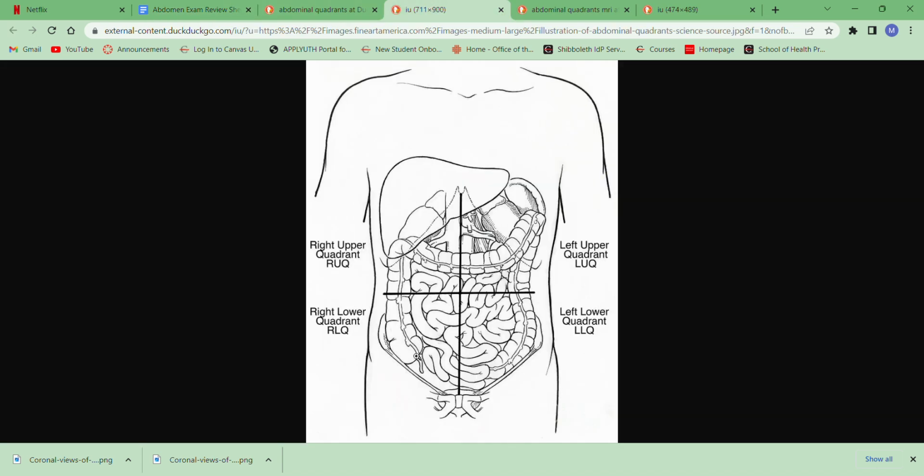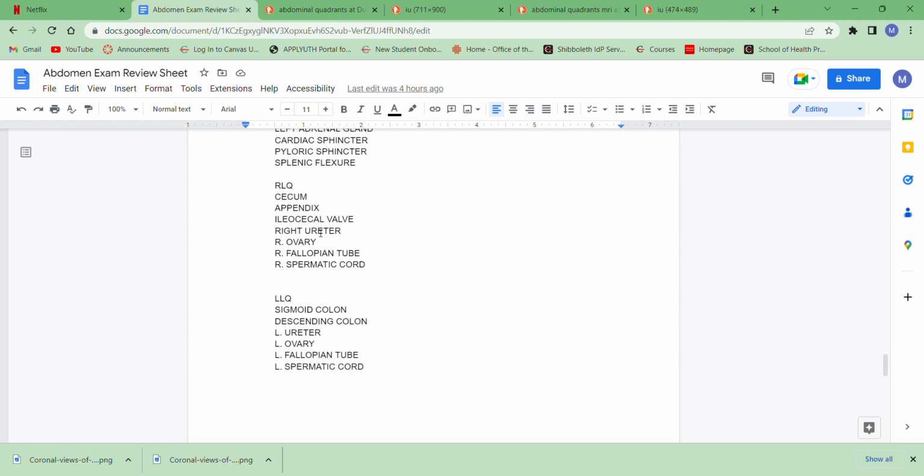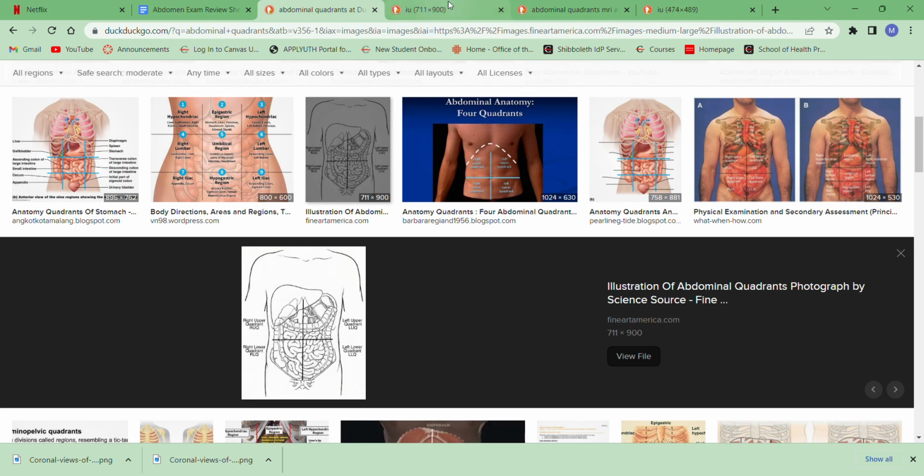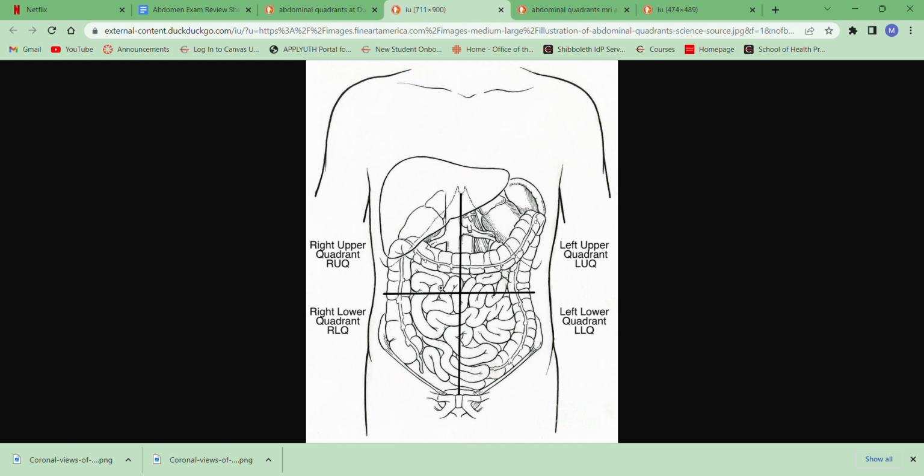So, here's the appendix. Here's the cecum. I guess the ileocecal valve would be like somewhere up here, where these small intestines are going to attach. And then this is the ascending colon. All right. You can't really see, but yeah, back here you're going to have the ureter. So this looks like it's the bladder right here. And the right ureter would go up, up, up, up, and connect to the kidney up here. And the spermatic cord would be over here in the right lower quadrant.